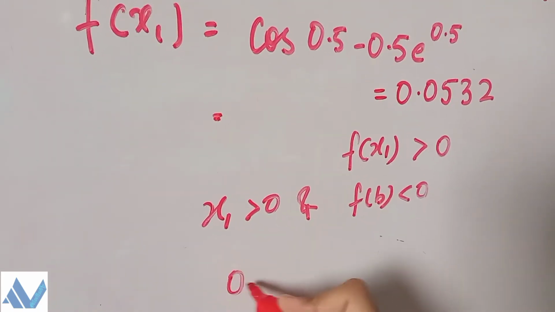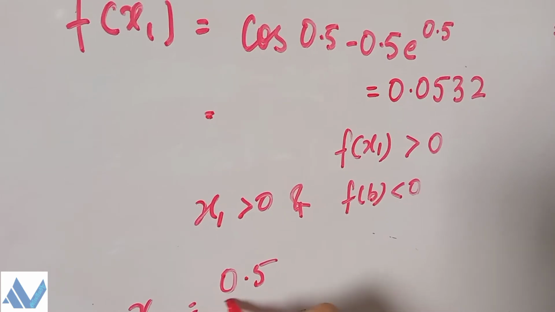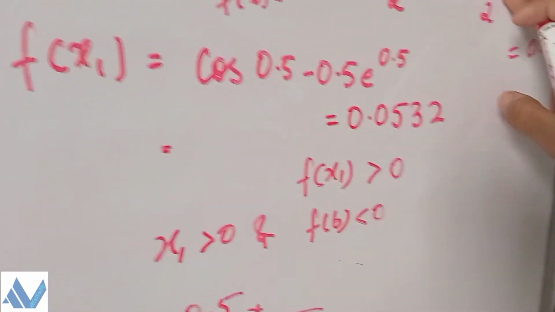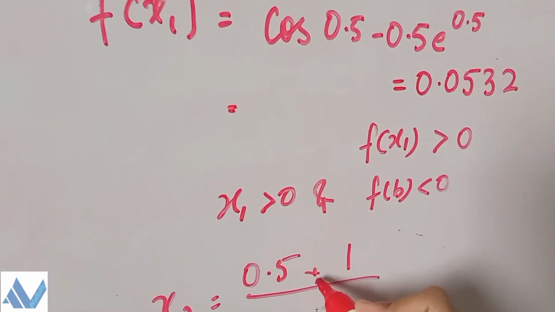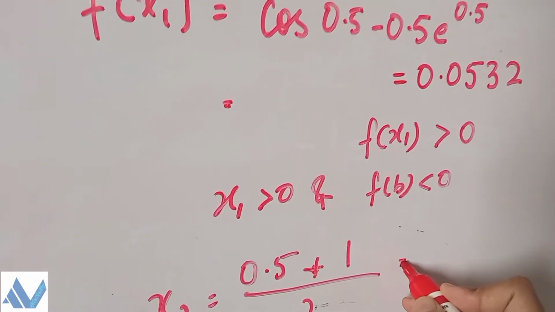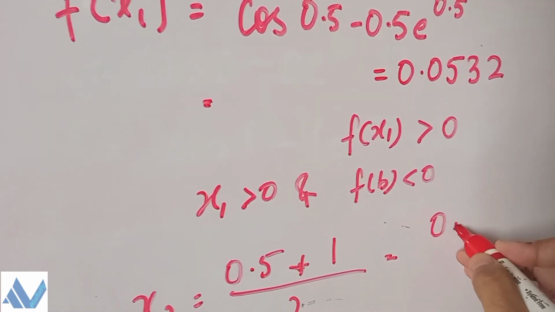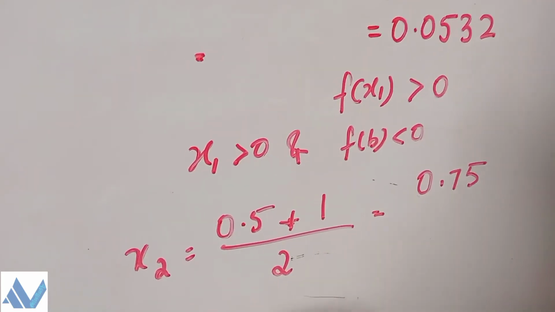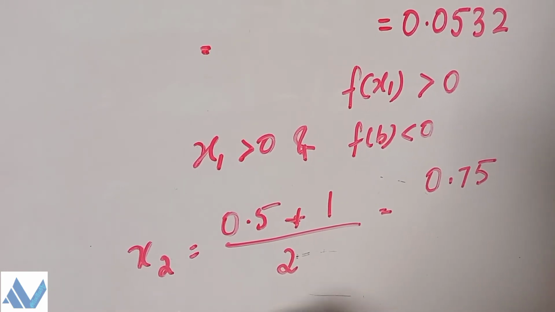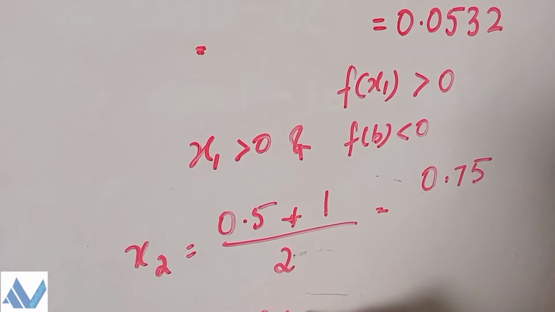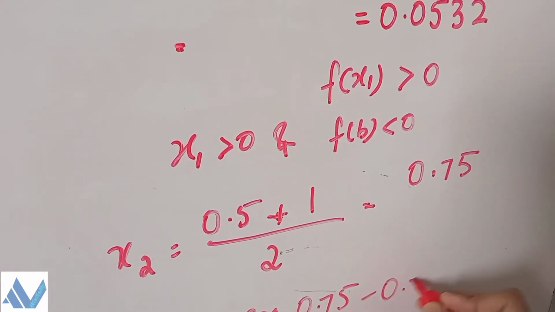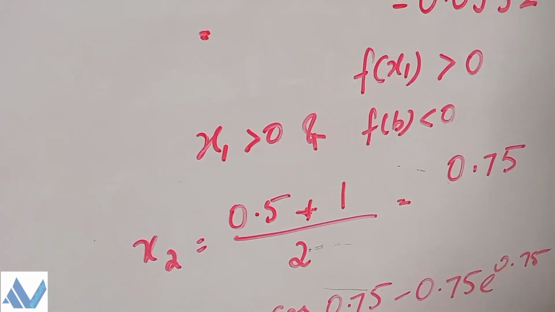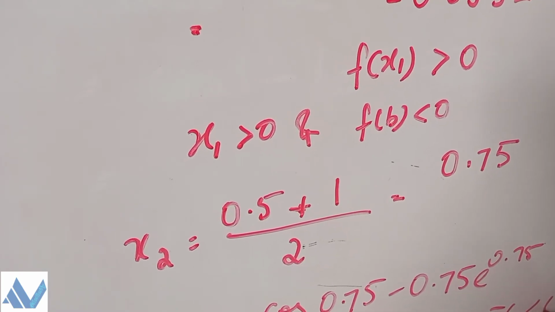So we will take x1 as 0.5, that is x2 is equal to 0.5 plus the b value, which is 1, by 2, which is equal to 0.75. Now again substituting this, f of x2 is equal to cos of 0.75 minus 0.75 e power 0.75. So the value which you get is minus 0.856, which is less than 0.